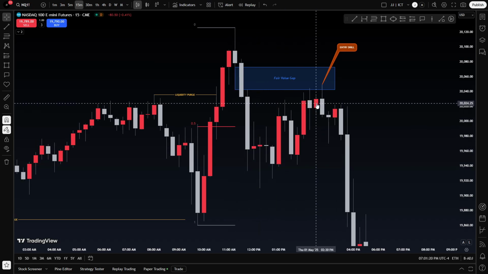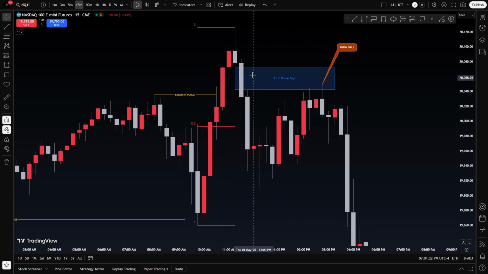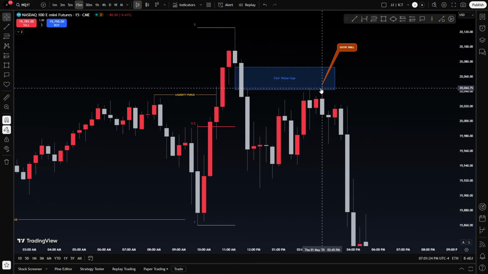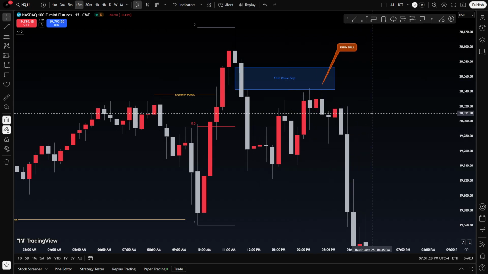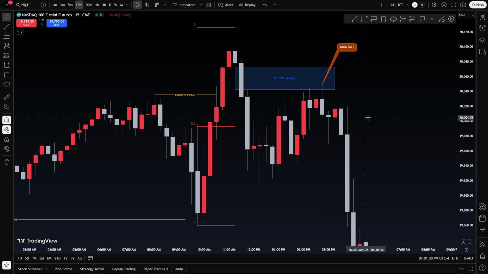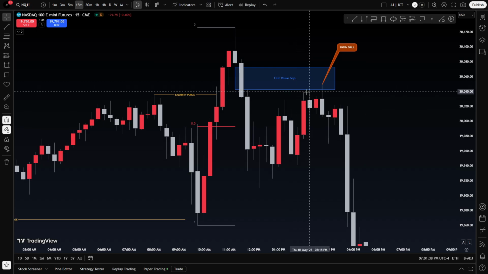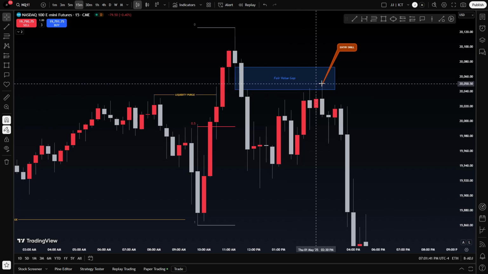We can't recover. Why? Because we have this fair value gap in our way, and then we're respecting it too. Not even just because the fair value gap is there. Because remember, price can run through anything. It can run through an immediate rebalance. It can run through liquidity. It can run through a fair value gap. It can run through order block. It can run through anything. So it's not because this fair value gap is here. It's because of what price is using it for, how it's using it.